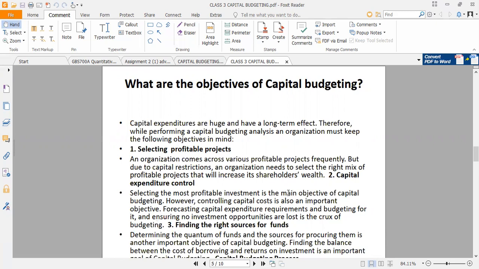Number one, selecting profitable projects. A company or organization comes across various profitable projects frequently, but due to capital restrictions, an organization needs to select the right mix of profitable projects that will increase the shareholders' wealth. So you have to look at which project you can select that will maximize your wealth as a shareholder, part of the company. That is about the first one.